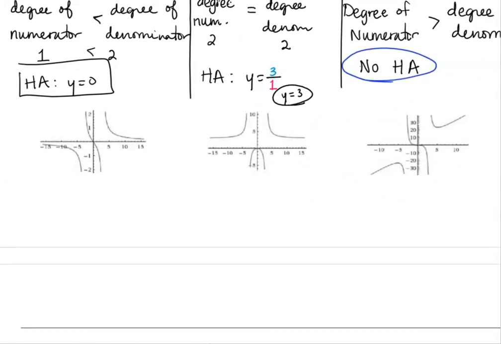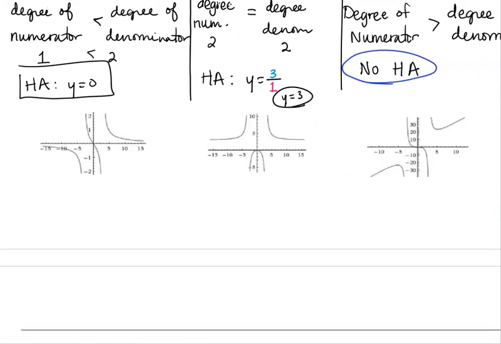And under these functions, we can see the graphs here. Notice in the first graph, we do see that the graph is leveling out along the horizontal line of y is equal to 0. While in the second graph, we can see the graph is leveling out along the horizontal line of y is equal to 3. And in the last graph, we can see that the graph doesn't really level out anywhere. This graph shoots off that way, and this graph shoots off that way. So this one has no horizontal asymptote.